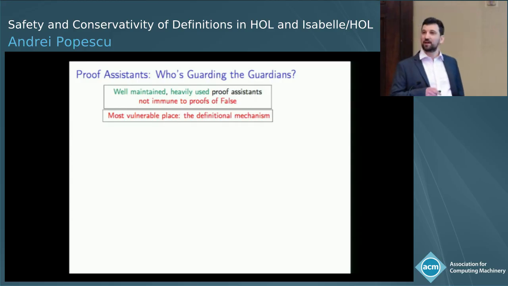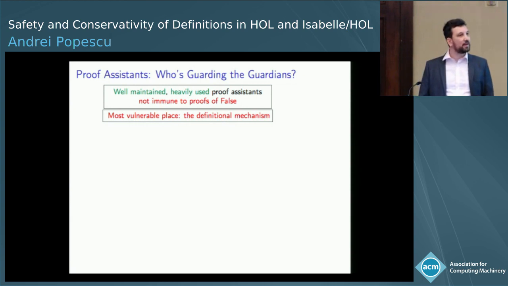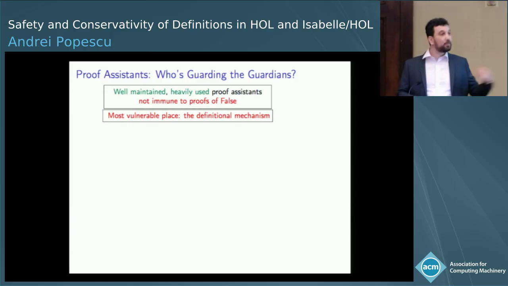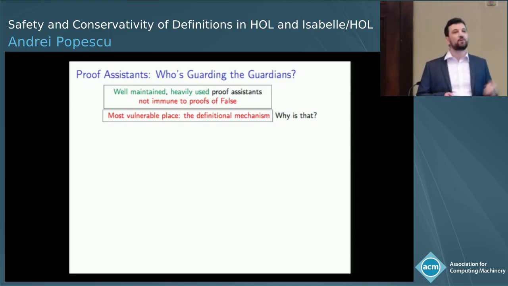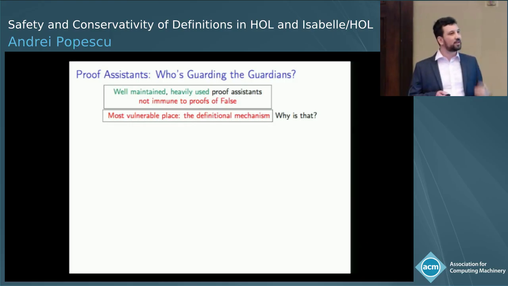We could identify, based on several examples, that the strong vulnerability place is the definitional mechanism, as opposed to the logical inference, but I don't have really strong evidence for this. Nevertheless, the definitional mechanism is one of the vulnerabilities, and in order to understand why this is, we have to take an evolutionary approach, an evolutionary take.